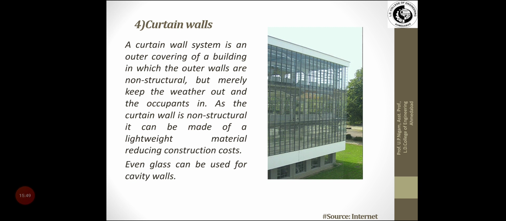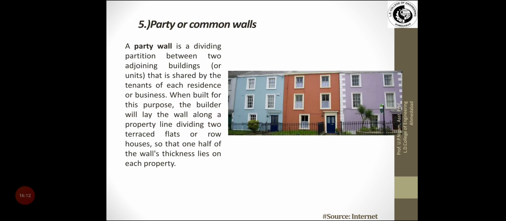Now the curtain wall. A curtain wall system is nothing else but the outer covering system of a building, in which the outer walls are non-structural but merely keep the weather out and the occupants in. As the curtain wall is non-structural, it can be made of lightweight materials, and reduces construction cost. So even glass can be used for curtain walls.